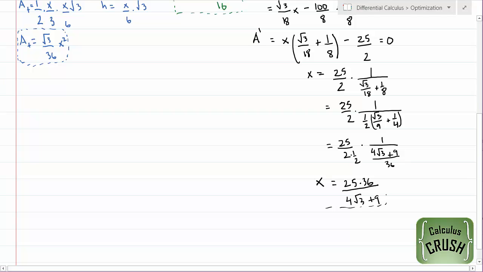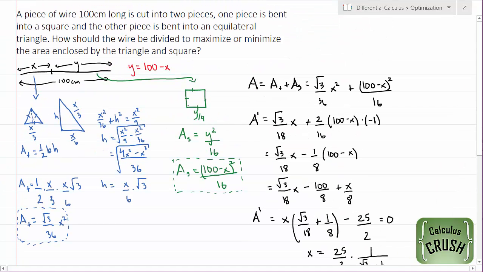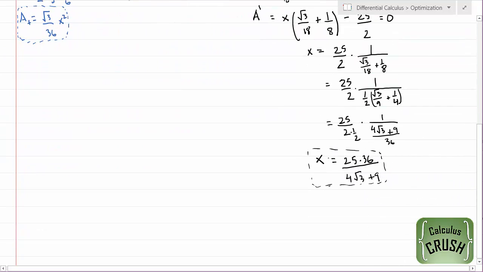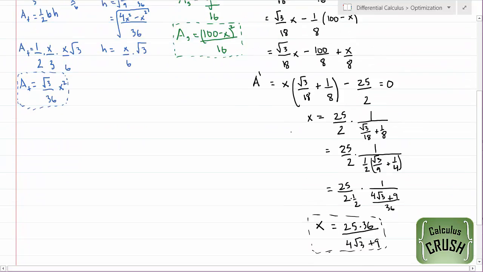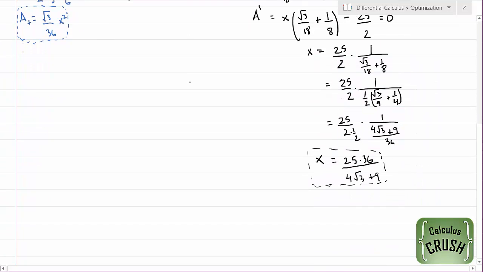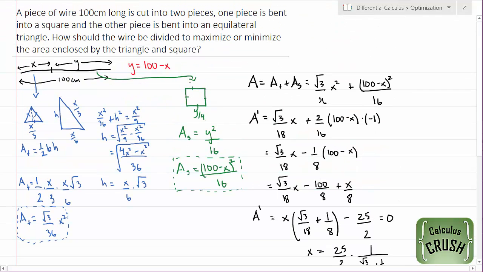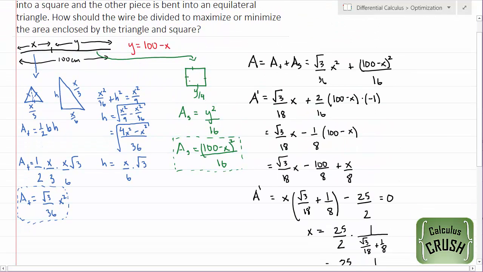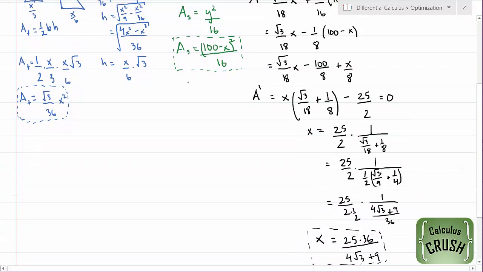Now what happens when x is this number? Well, if we go back to the beginning, x is the amount of wire we used for the equilateral triangle. So if we use this amount of wire for the equilateral triangle, and the remainder, 100 minus that, for the square, are we maximizing or minimizing the area? Well, we need to figure that out.